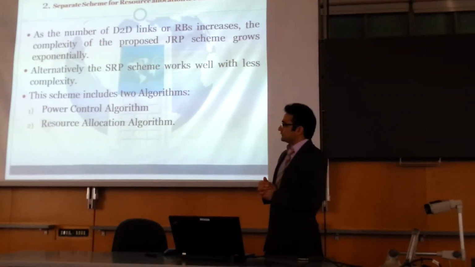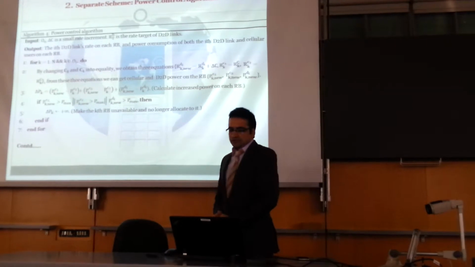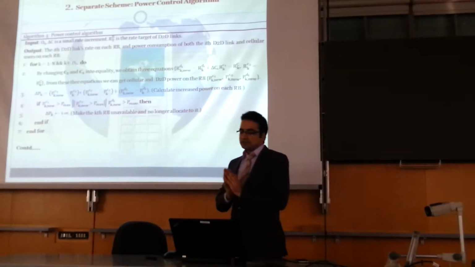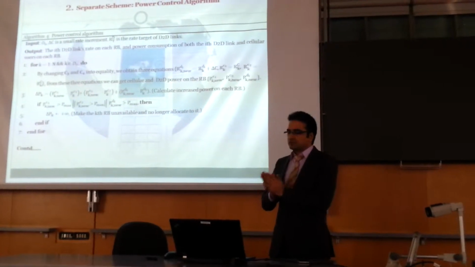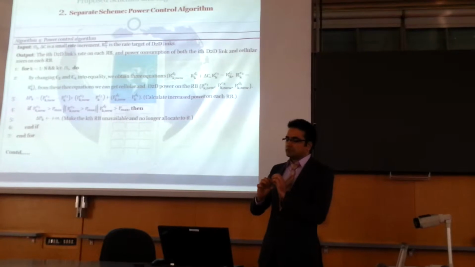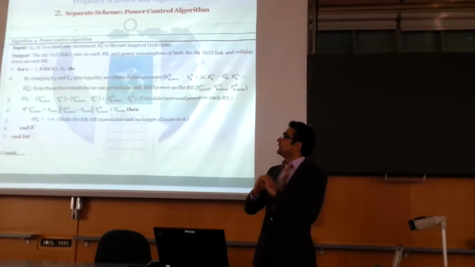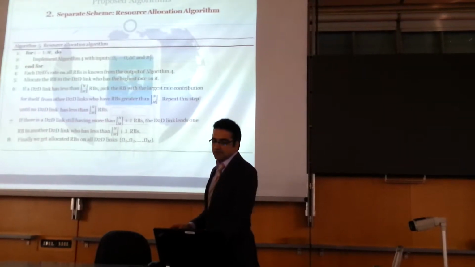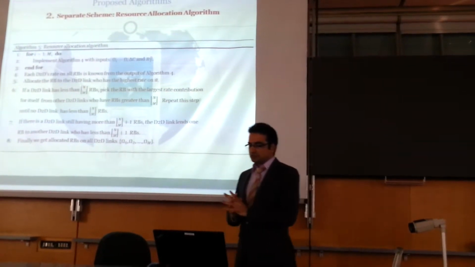Then we have the resource allocation algorithm. This is the power control algorithm, where a single D2D link is scanning, for a certain amount of iterations, all the resource blocks and will put some small rate contribution, and that rate contribution will accumulate on and on. And when the iterations are finished, then we have the resource allocation algorithm.